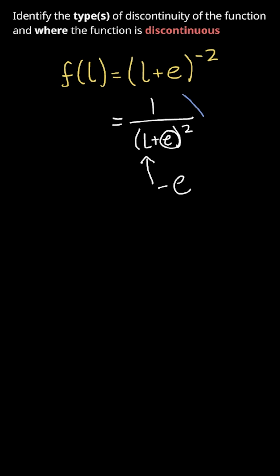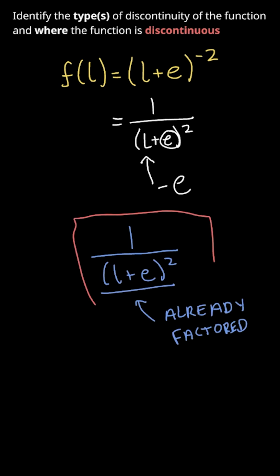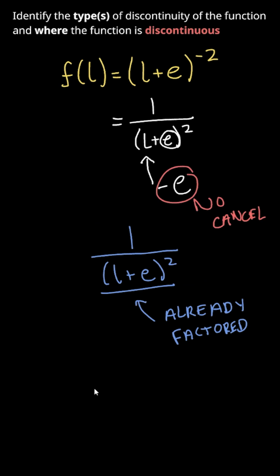But before we do that, can we cancel out anything in this function? Well, 1 is already a constant, it doesn't change, and L plus e is already factored. So as a matter of fact, no canceling can happen here. What type of discontinuity is it, and what value of L makes the discontinuity?